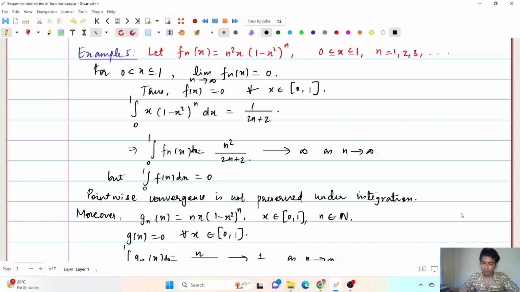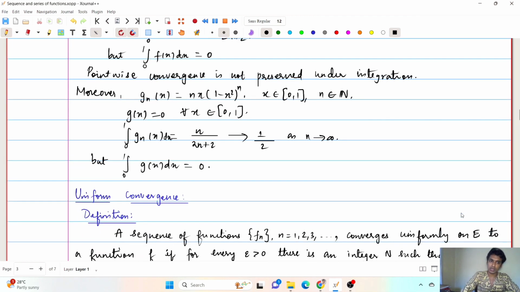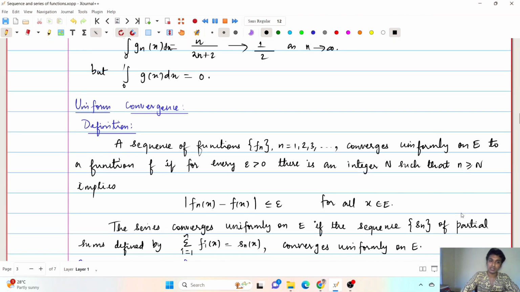Welcome back. In the previous lectures, we have discussed several examples where the convergence is pointwise, and pointwise convergence is not preserved under integration and differentiation in different cases. So we ended the discussion by saying that under some situations, under some scenario, that will be preserved. What is that? We now introduce the definition of uniform convergence.